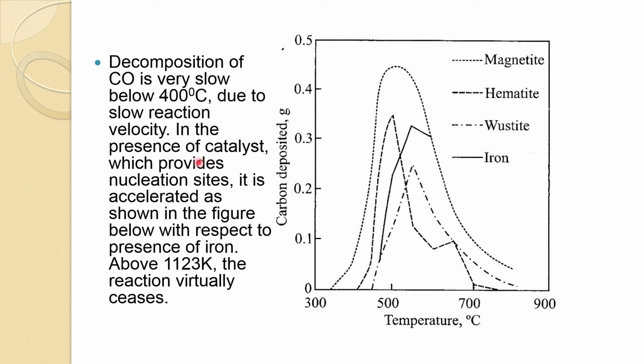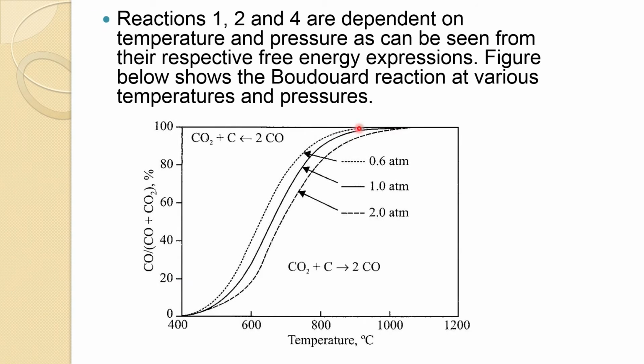In the presence of a catalyst which provides nucleation sites, it is accelerated, as shown in this figure, with respect to the presence of iron. So iron becomes a catalyst, and so this reaction is accelerated. Above 1123 Kelvin, 900 degrees C, the reaction virtually ceases, as we mentioned. Above 900 degrees C, this is almost over; the reaction does not occur.